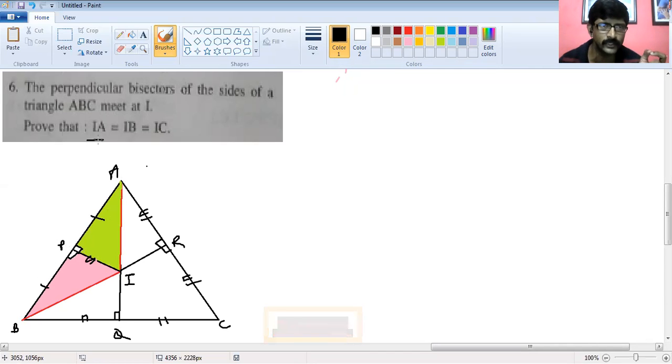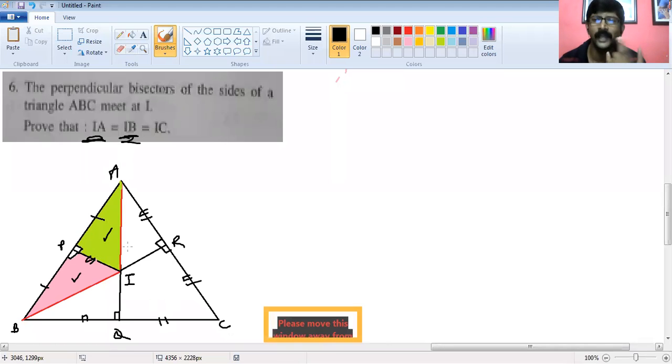Is it simple? So we proved that AI is equal to BI. It's very simple, guys. These two triangles are congruent by SAS test. So we can say that AI is congruent to BI. And similarly, students, we can do like over here also.